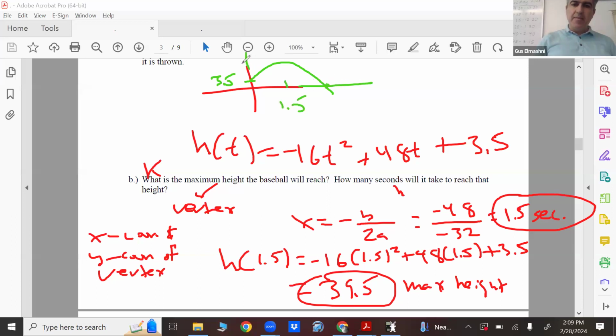And it hits its peak at 39.5. So hopefully that helps. And you see, oh yeah, okay. That was great.